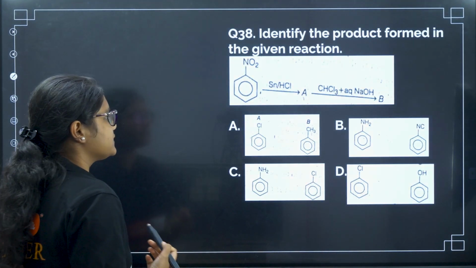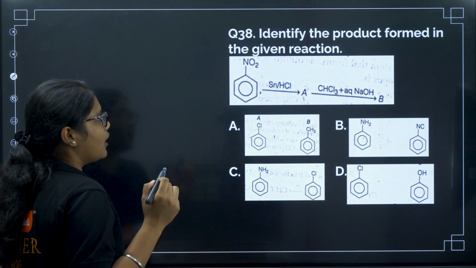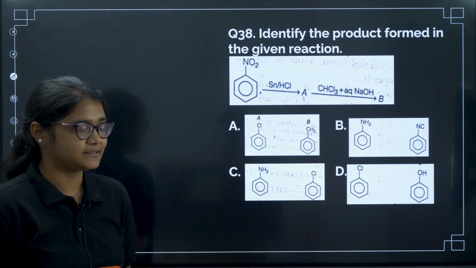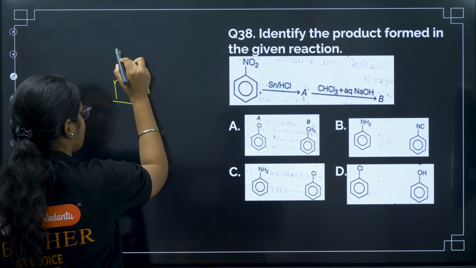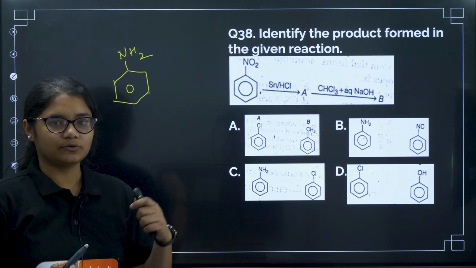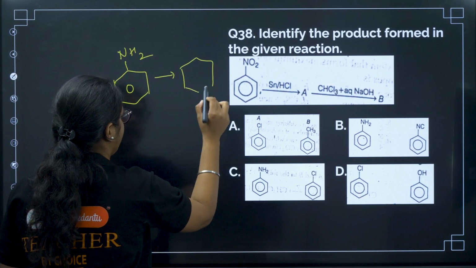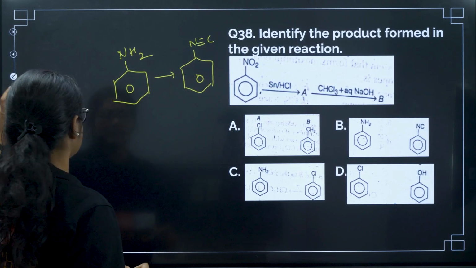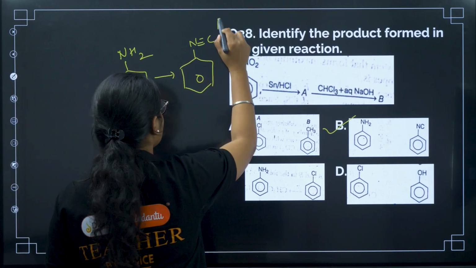Okay, next. Again we came to a reaction based question. Identify the product formed in the given reaction. First nitrobenzene is taken and treated with Sn and HCl. We know Sn/HCl is a reducing agent, it will convert this to NH2. Now CHCl3 plus aqueous NaOH, so this is your carbylamine reaction. So NH2 will get converted to NC, right? Isocyanide is formed. So the correct answer for this question will be option number B. A very easy and direct question from the chapter amines.